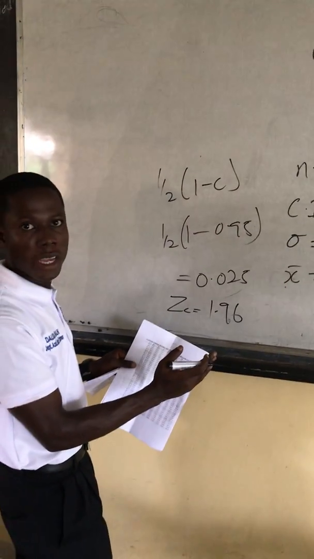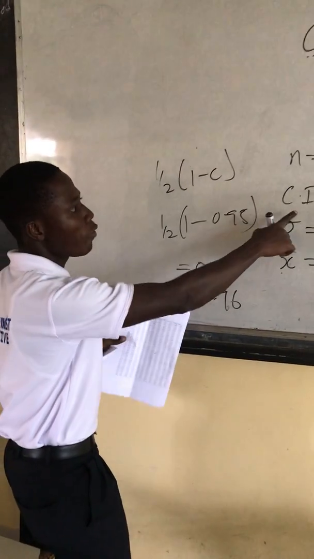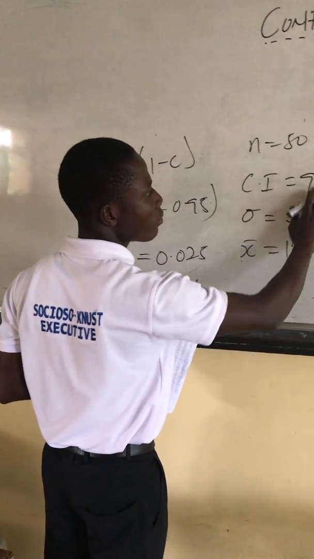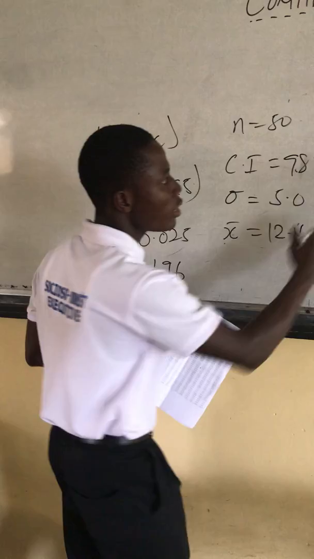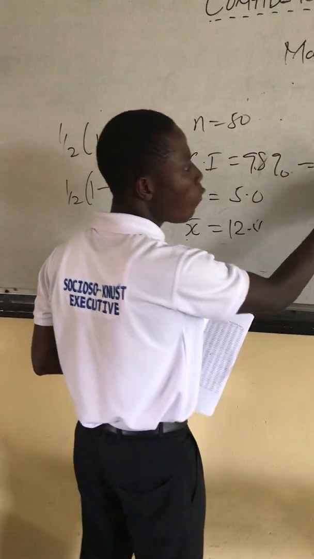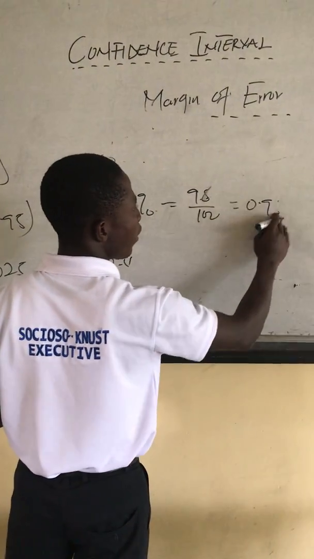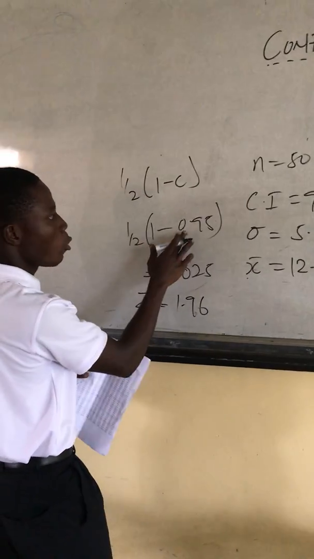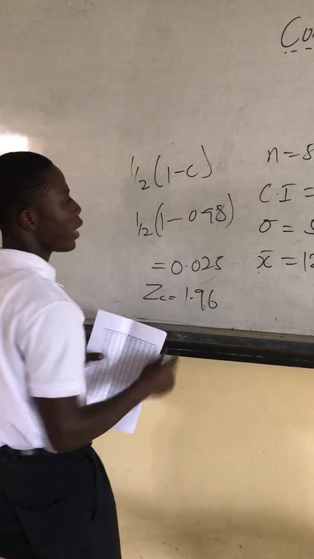Please, I hope we are okay. So assuming the confidence level was 98%, it means 98 over 100. So we get 0.98. So in place of 0.95, we place 0.98 here.